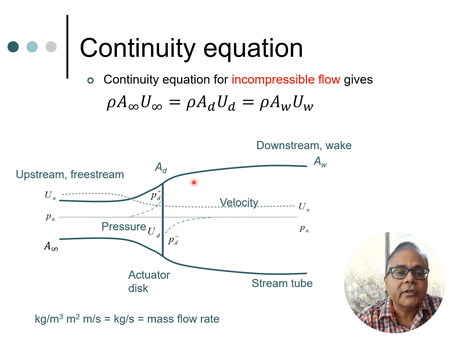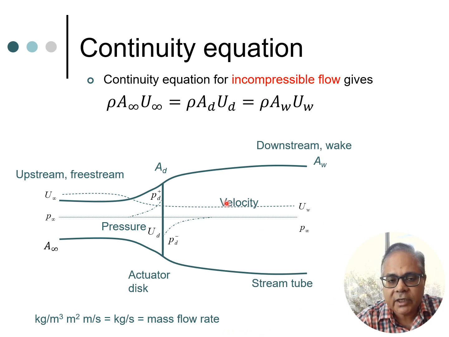So if we look at the dimensions of rho A and U, you will see that it's kg per meter cube. That's the dimension of density multiplied by meter square, which is the dimension of area, into meter per second, which is the dimension of velocity. And so we get here, after some cancellations take place on the meters values, we get kg per second. So that is the mass flow rate.